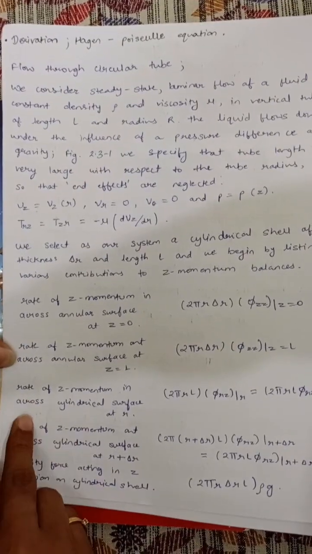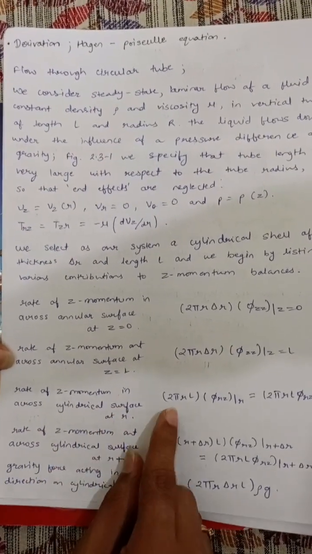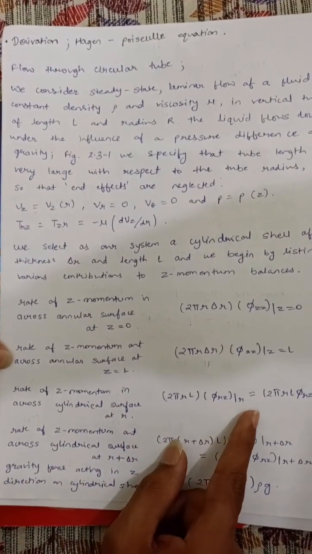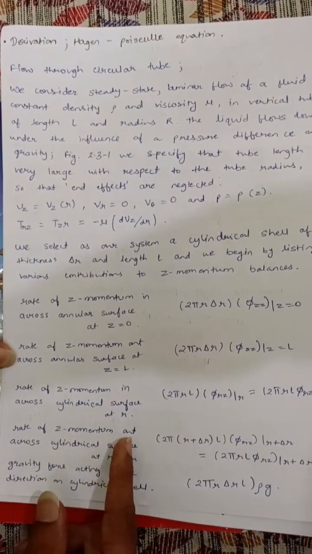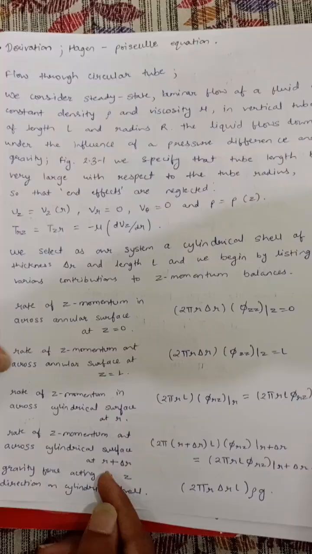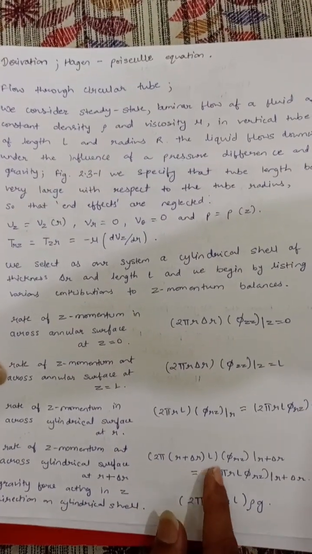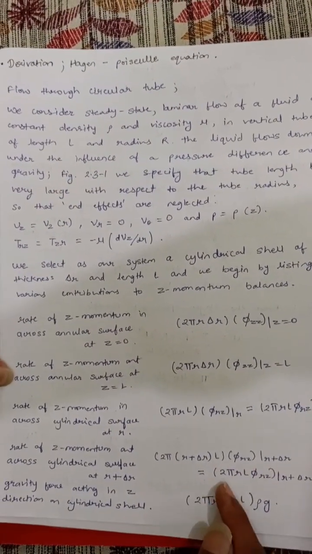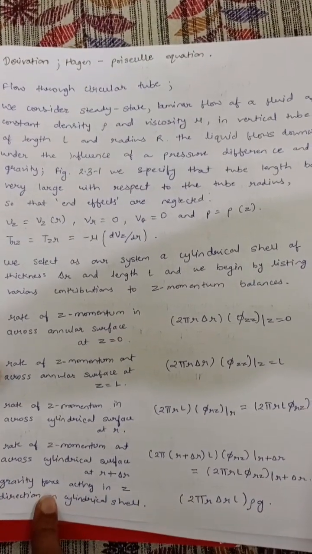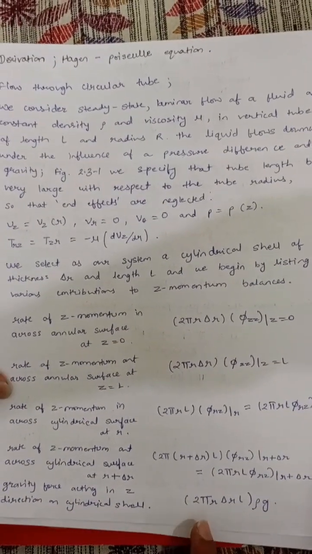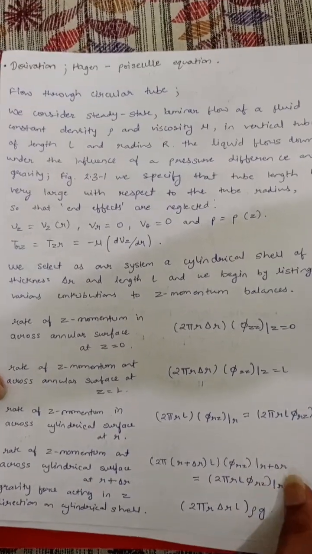The rate of Z momentum in across the cylindrical surface at r is 2 pi rL phi rz at r, and the rate of Z momentum out across the cylindrical surface at r plus delta r is 2 pi (r plus delta r) L phi rz at r plus delta r. The gravity force acting in the Z direction on the cylindrical shell is 2 pi r delta r L rho g.